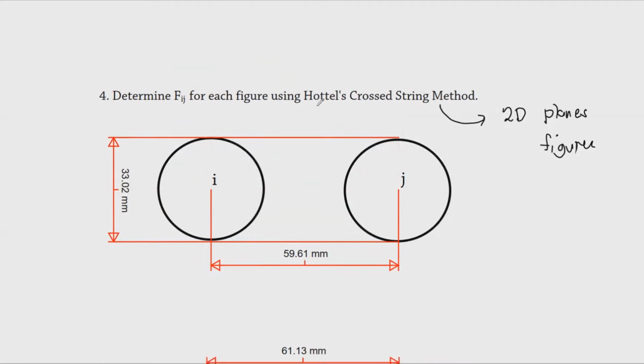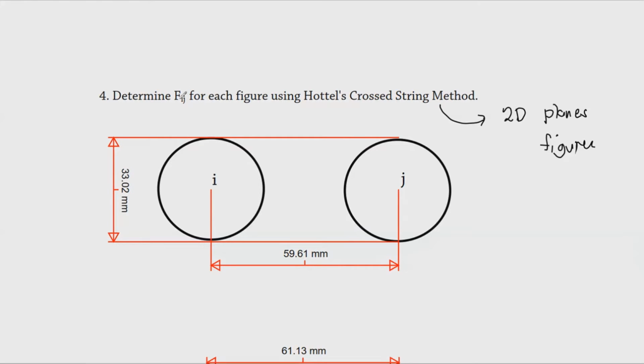What I have here are two circles with a diameter of 33.02 mm, separated by a distance of 59.61 mm center to center. So we need to find Fij, meaning the view factor: the radiation emitted by I and received by J. So what could probably be the view factor for Fij?